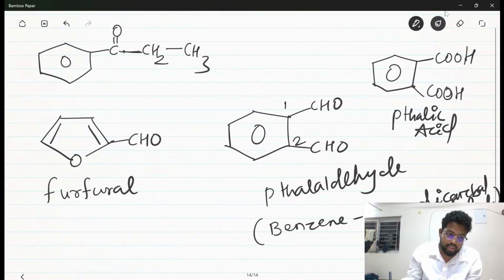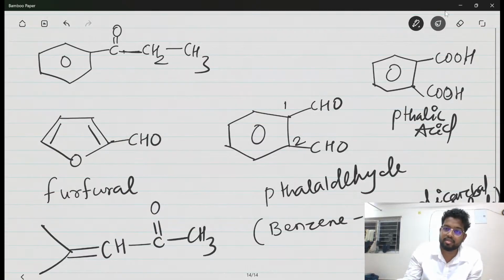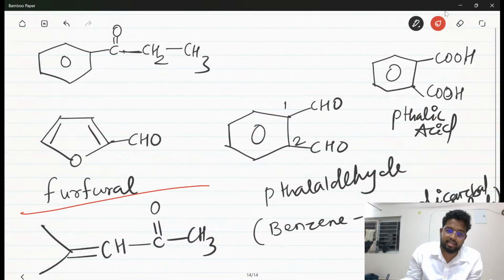Just one more compound and we go to preparation. Draw this last one. I'll highlight this one. This ketone is important. So what are the types of ketone? Aromatic, aliphatic. Yes. What are the other types of ketone?